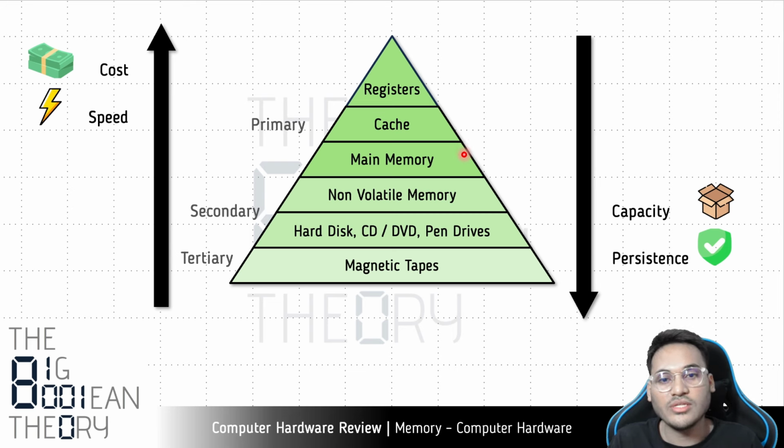Now the problem with the primary memory is that it is, first of all, small in capacity. You can see it cannot store a large amount of data. And another problem is that it is not persistent. It is volatile in nature, and once the power goes off, all the data that has been computed will be lost. So that is why, in order to supplement the primary memory, we need the secondary memory.